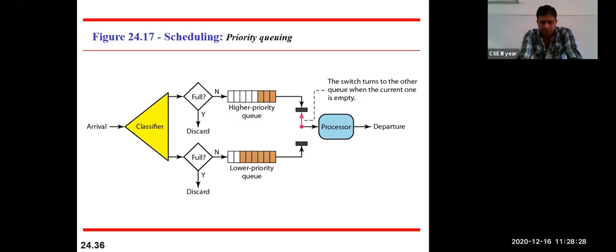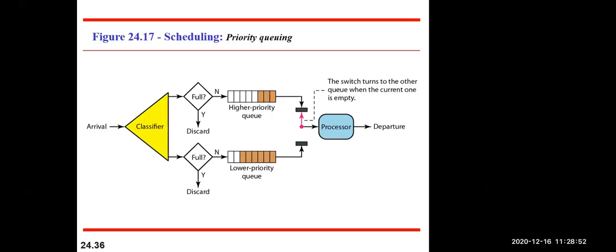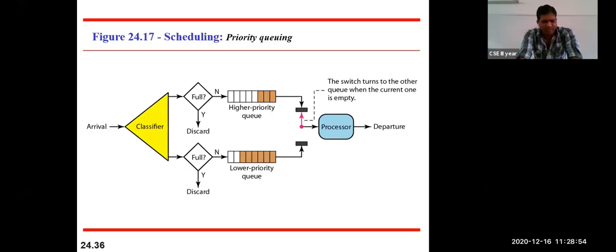Classifier has two outputs. One output is going to one buffer diamond. Second output is going to second diamond. In both the diamonds, if it is full, simply discard. If any queue is full, the incoming packet is discarded. What happens if a packet is discarded? Congestion. Because of congestion, whatever reason, it is discarded.